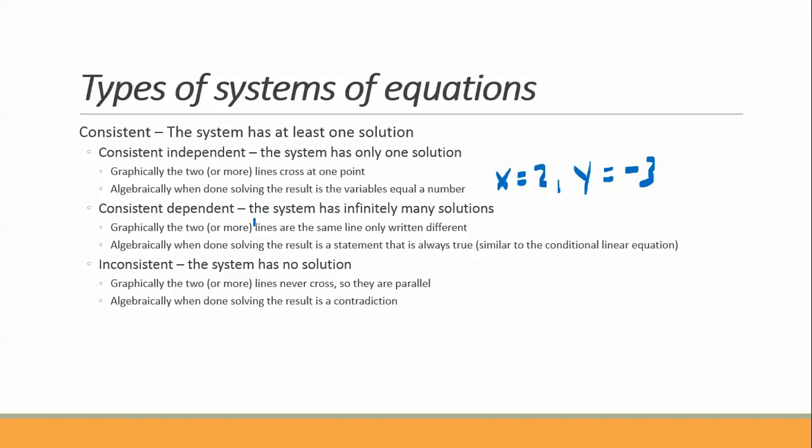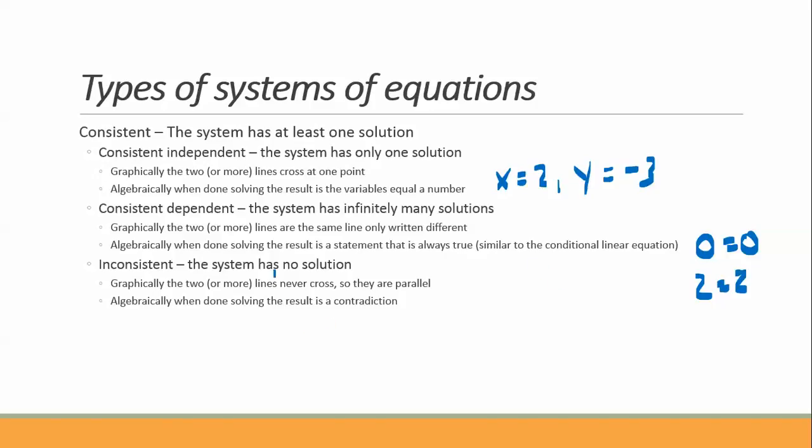If the system is consistent dependent, that means the system has infinitely many solutions. Graphically, that means two or more lines are the same, only they're written a little differently. Algebraically, that means that when you're done solving the system, you'll get a true statement like 0 equals 0, 2 equals 2. It's very similar to the conditional linear equation from earlier in chapter 3.